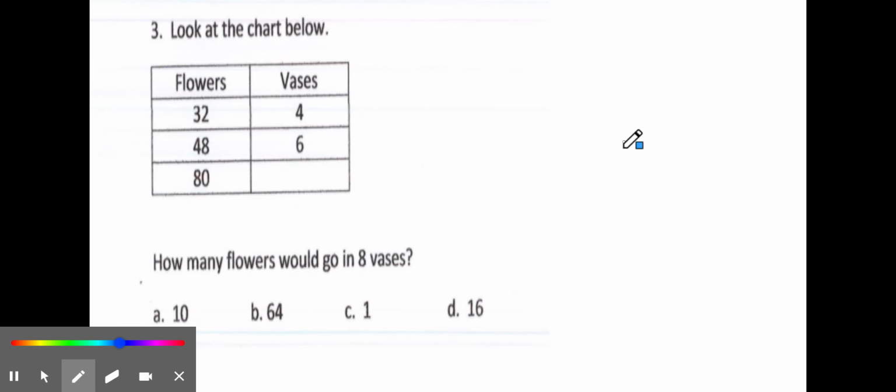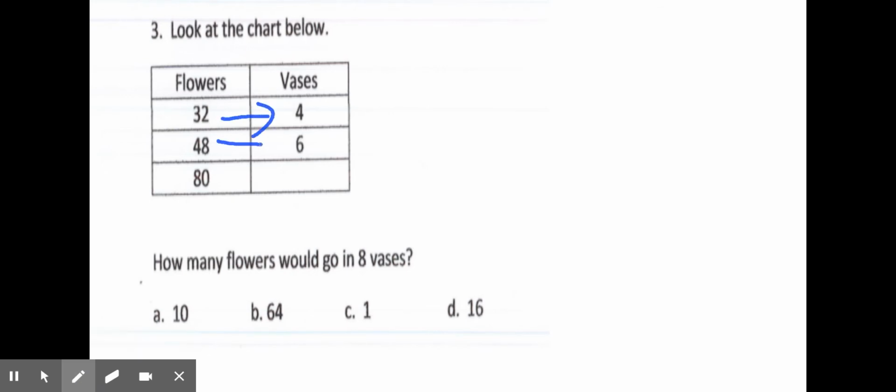Okay, the next one, I'm going to draw my arrows to the right. I went from 32 to 4, 48 to 6, so I got smaller. So that's divide or subtract. So again, even though we know we're dividing, we're still going to sing our little number to our big number. So we're going to sing our 4s to 32.